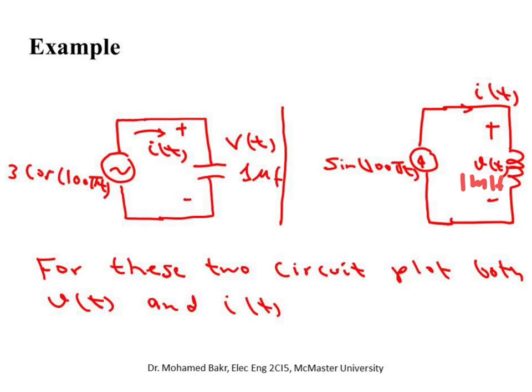Okay, let's take a look at two examples. We have a circuit with one capacitor of value 1 microfarad, and you apply to that a sinusoidal waveform. We actually call a cosine or sine, both are called sinusoids.